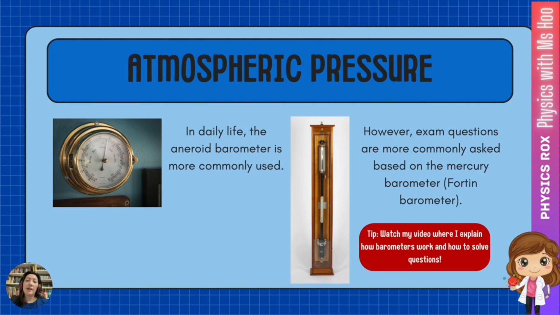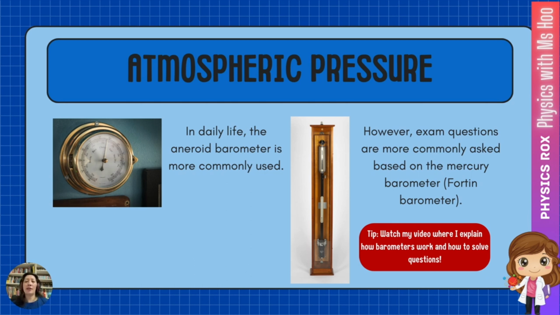In daily life, the aneroid barometer is more commonly used. Similar to the gauge, you can see that there's a scale there. So all we need to do is just take the value of the atmospheric pressure directly from the scale on the aneroid barometer. There is no need to hook up this barometer to anything or to try to figure out how to read it. All we need to do is just take a look, and there the value is. However, because it's so simple to use, again, not many exam questions are based on this device, even though it's the more commonly used device.